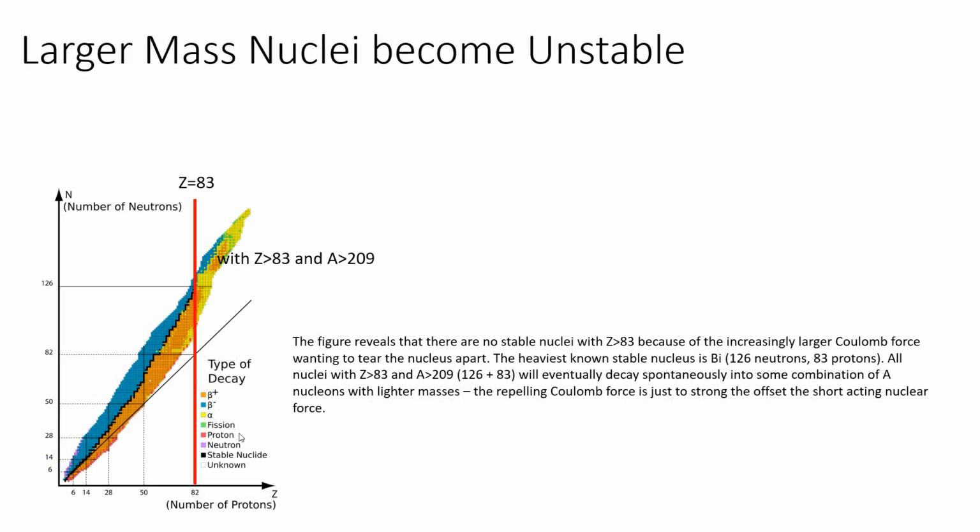The figure also reveals that there are no stable nuclei with Z greater than 83. So to the right of the red line, there are no stable nuclei. And also for A greater than 209, where A is the total number of neutrons and protons. So in this territory, even at Z equal 83, as the number of neutrons goes up, you still don't have stable nuclei.